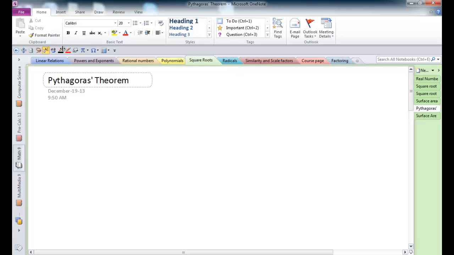Hello everyone, and welcome to lesson 4 of our square roots unit, a lesson on Pythagoras' theorem. Pythagoras' theorem gives us a special relationship between the lengths of the sides of a right triangle, and it's important to realize it only works for right triangles. And here is the relationship.